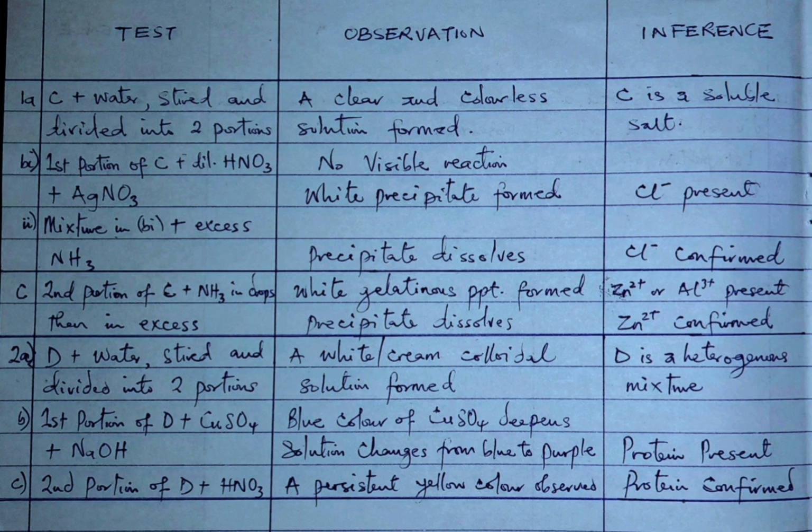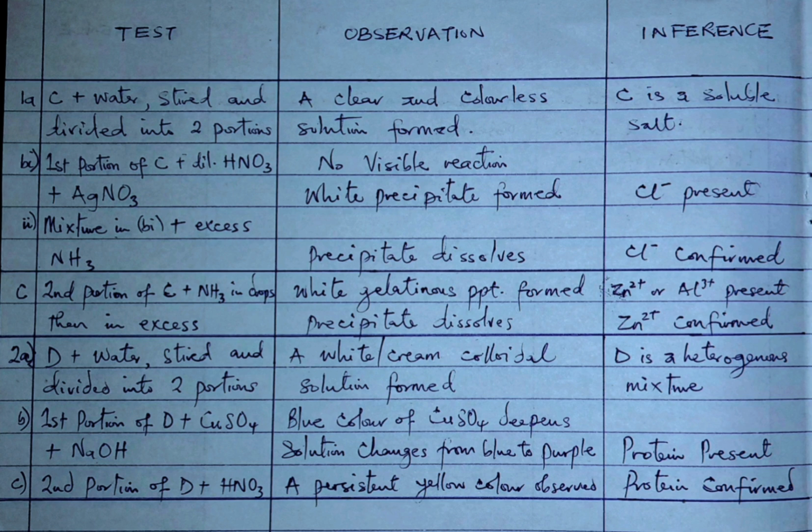So lastly, we will test for the last substance. That's D. We've tested for C, and we found that C contains chloride ions and zinc ions. That means C is zinc chloride salt. Now D is another substance, and we are asked to put this D in water, stir it, and divide it into 2 portions.